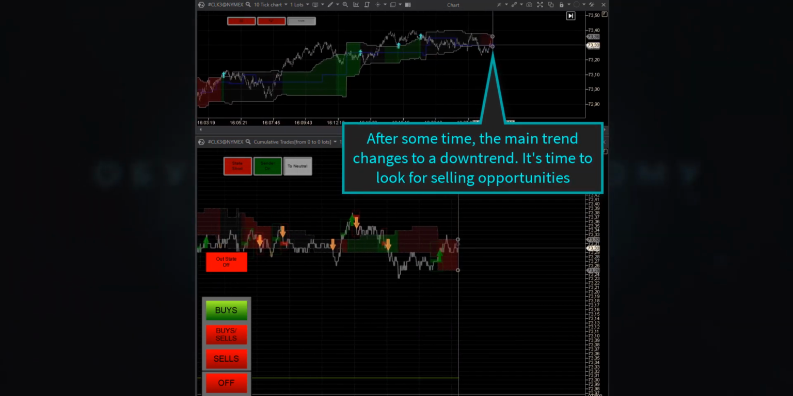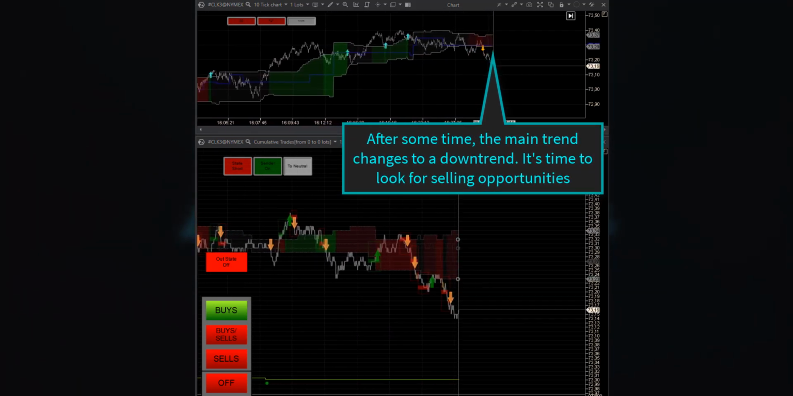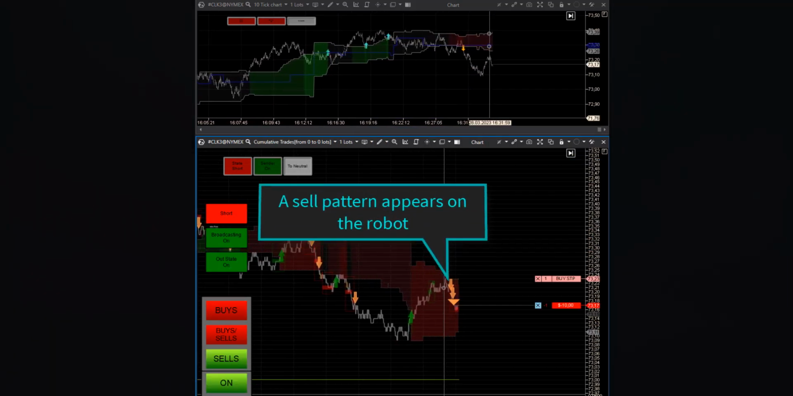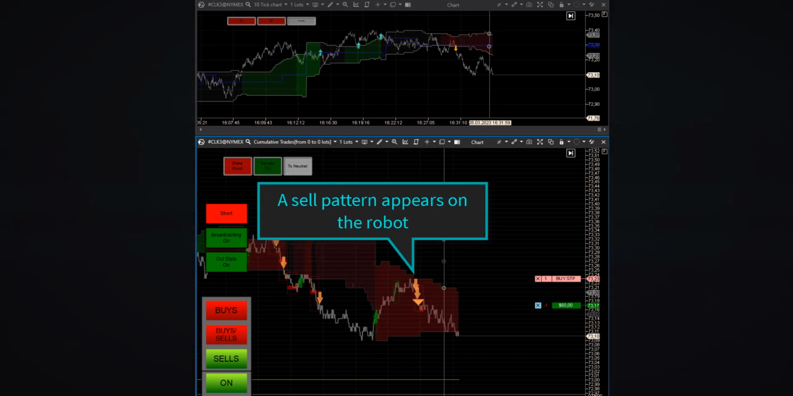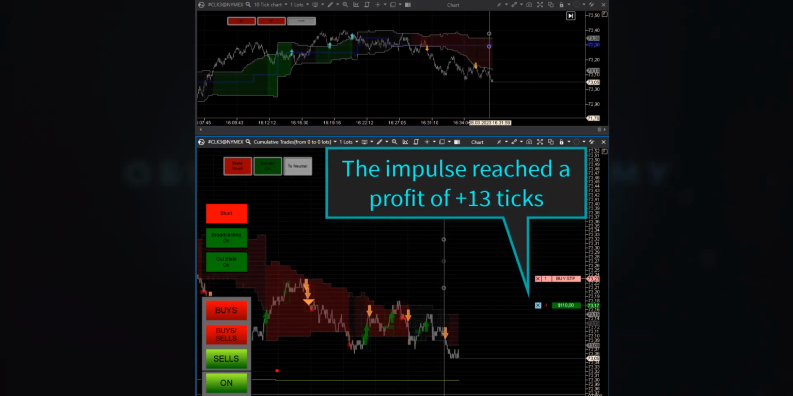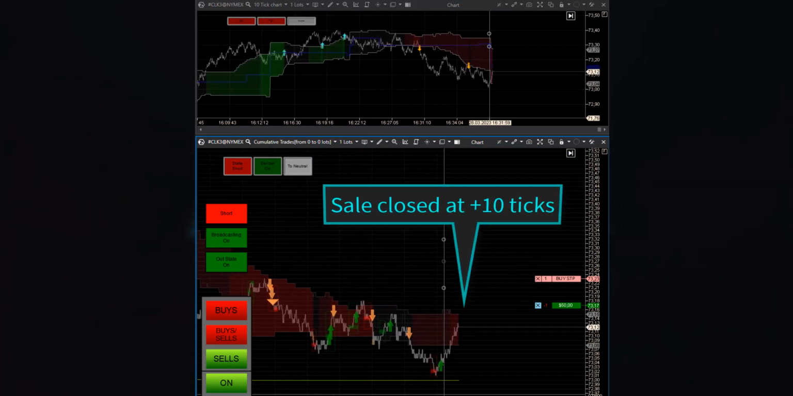After a while, the main trend changes to a downward one. Time to look for sales. A little late, I turn on the automation of the robot. A pattern for sale appears in the robot. The momentum reached profit plus 13 ticks, the sale closed at plus 10 ticks.